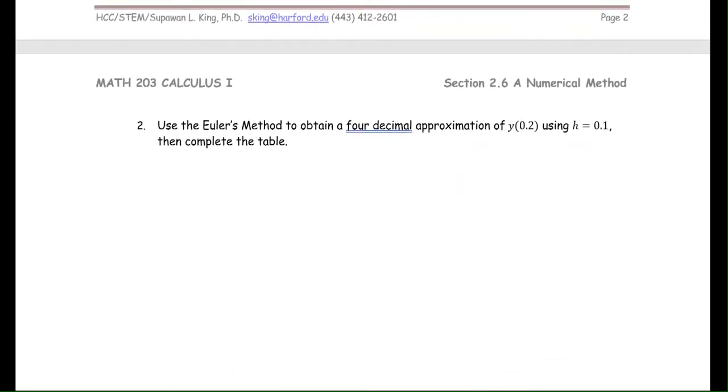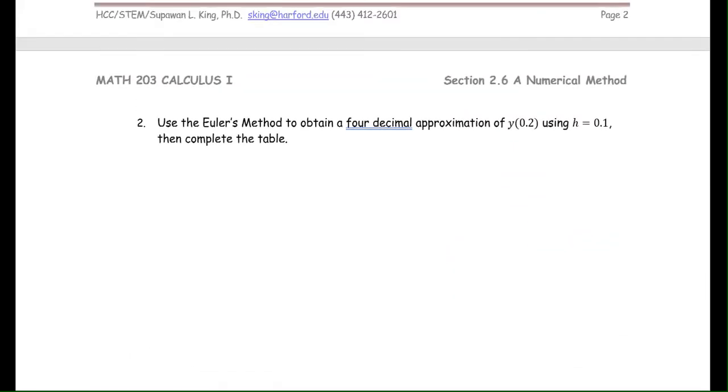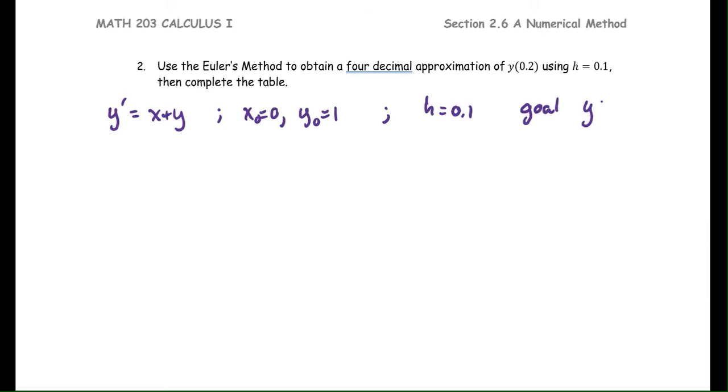And then the next part, you are asked to use Euler's method to obtain the four decimal approximation of y at 0.2 using the step size h equals 0.1, and then put them together in the table that I put at the bottom of the page there. Okay, so from the differential equation that we have, y prime equals x plus y, and initial point x0 equals 0, and y at 0 equals 1. In this case, the step size is 0.1. Your goal, or your target, is to approximate y at 0.2.